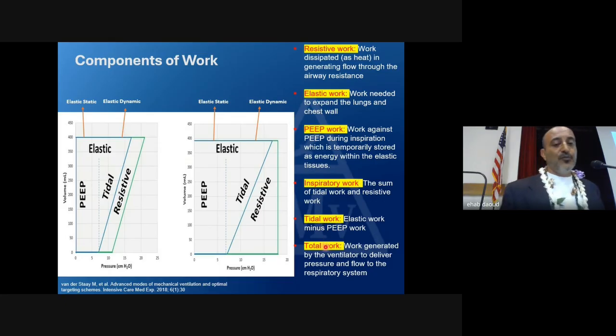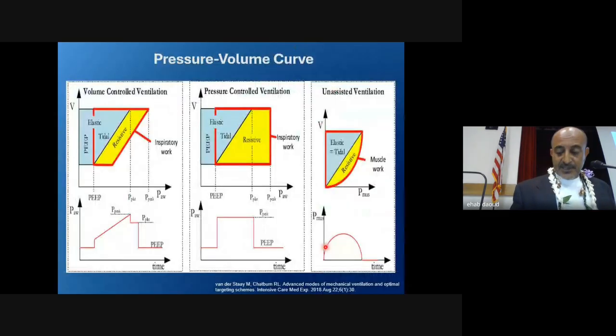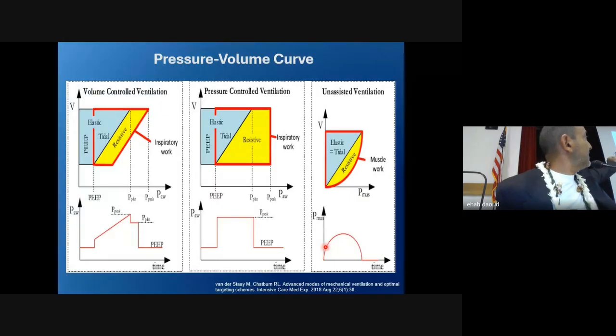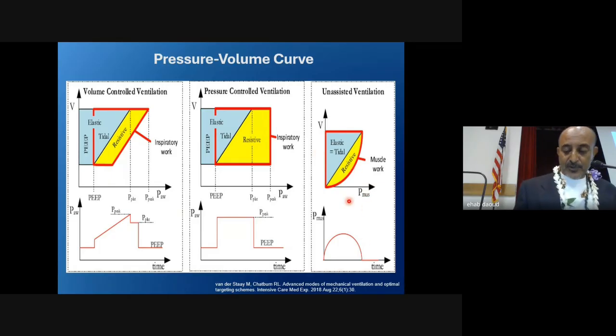So it gets a little bit complicated. I'm not going to spend so much time. Same curve, but maybe a little bit better: resistive tidal, resistive elastic, which is static tidal, and PEEP. And this is a spontaneous person. There's no resistance because he's not intubated.